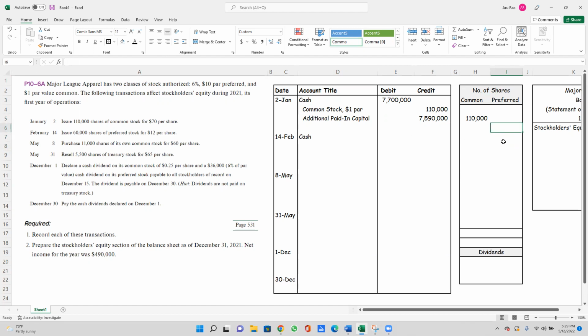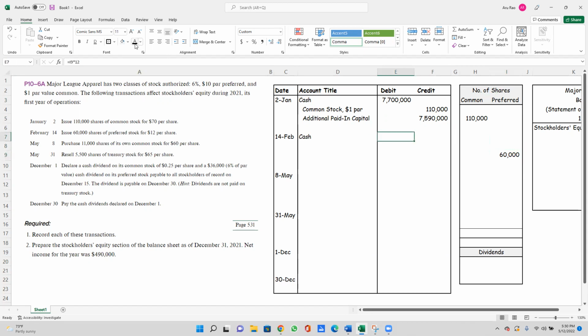I'm having a little difficulty over here with this, so give me a second. There we go. 60,000 shares were issued of preferred stock.